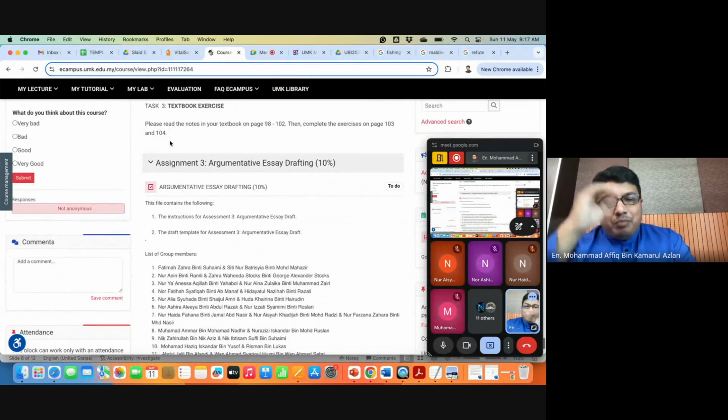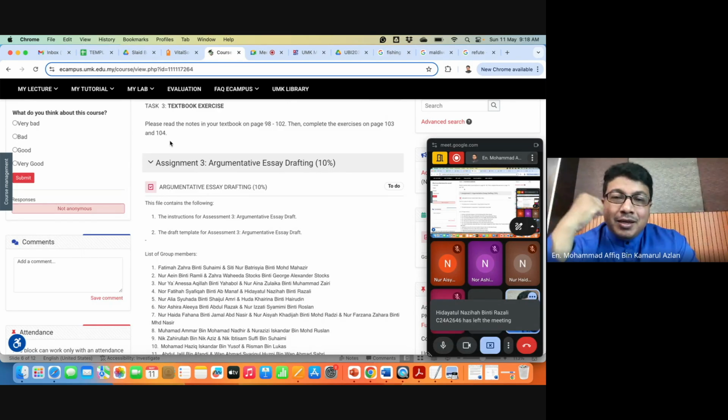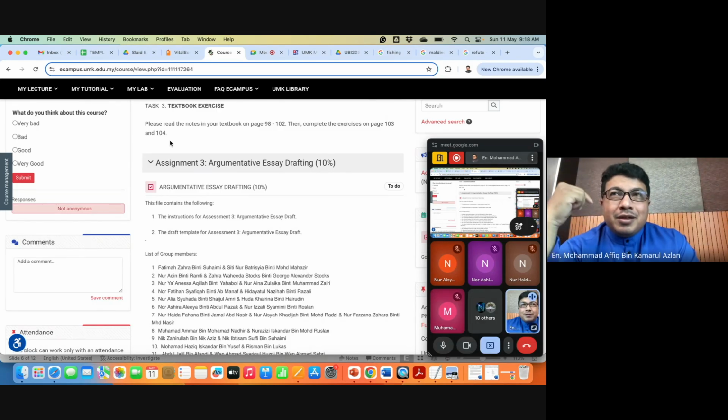So that brings us to assignment 3. Assignment 3 is an argumentative essay. First, you write the draft with your partner. You write the draft, and the draft you submit in week 12. And then, after you get the feedback in week 13 or week 14, you write the final argumentative essay. So, not the draft anymore, the final version, the complete essay, in week 14 or week 15.